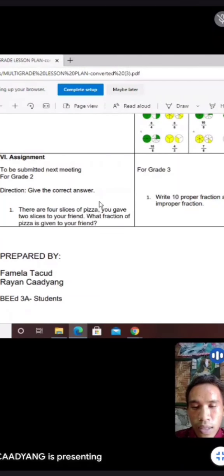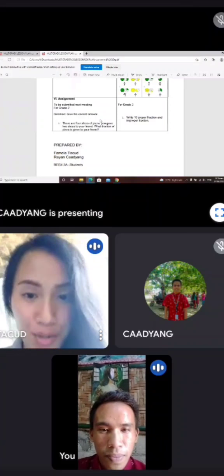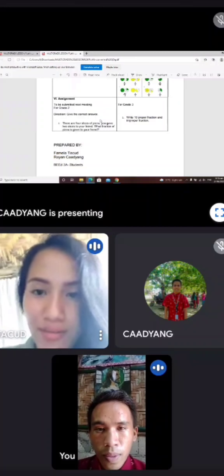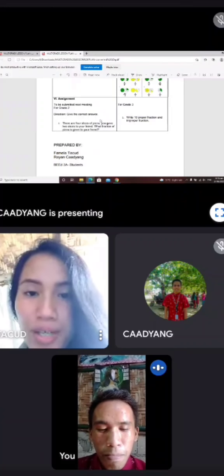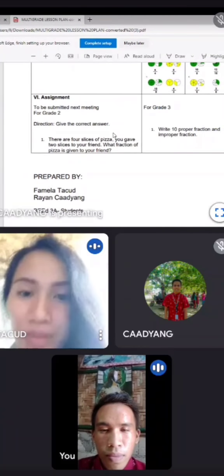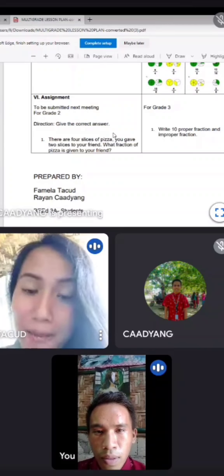Okay, for the assignment, which is to be submitted next week, grade 2, here's the direction. Give the correct answer. There are 4 slices of pizza. You gave 2 slices to your friend. What fraction of pizza is given to your friend? For the assignment of grade 3, to be submitted next week, write 10 proper fractions and improper fractions.